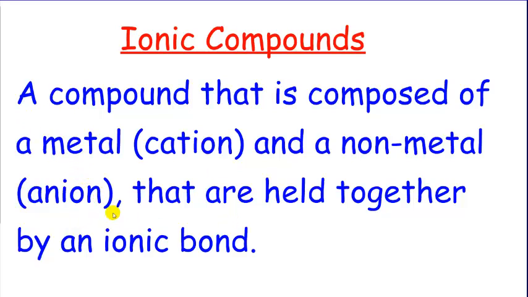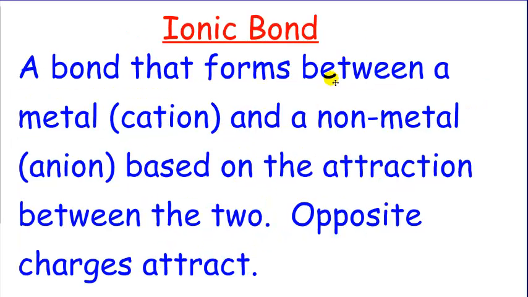So that is going to form an ionic bond, and this ionic bond is simply a bond that forms between the cation and the anion, the metal and the nonmetal. It's based on the attractive forces between the two. A good thing to remember here is that opposite charges attract.